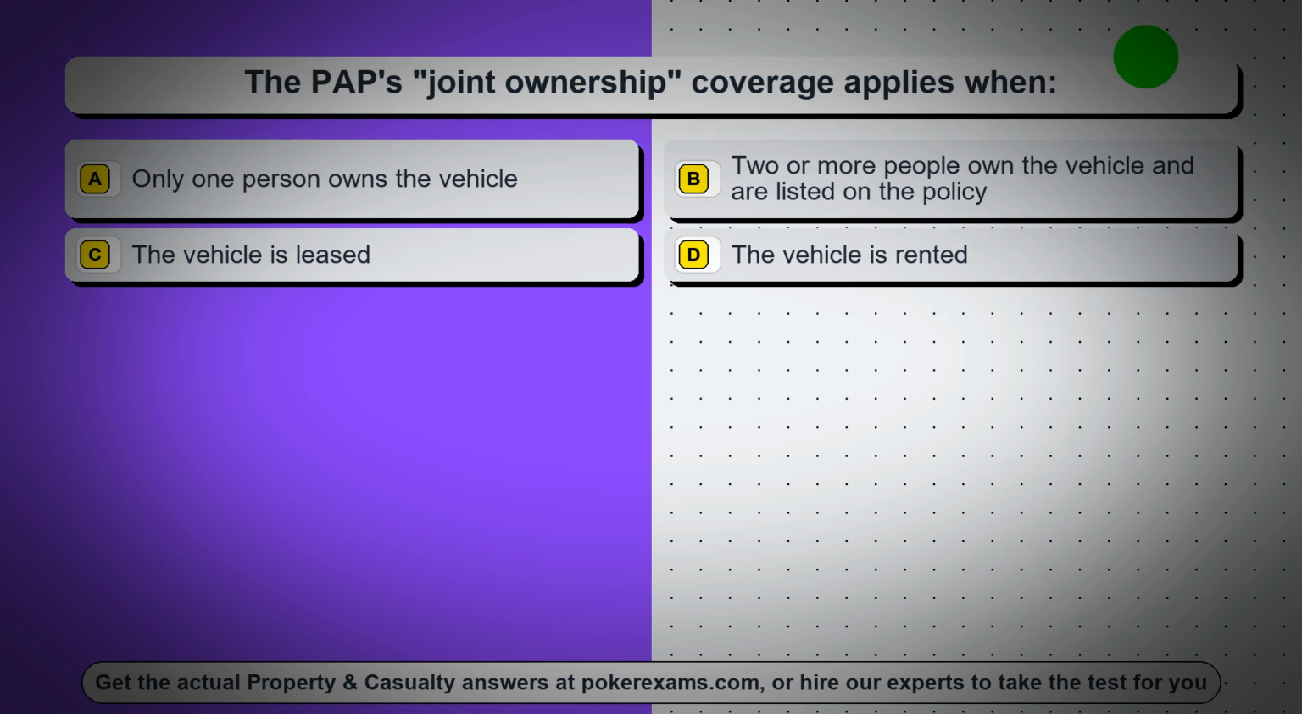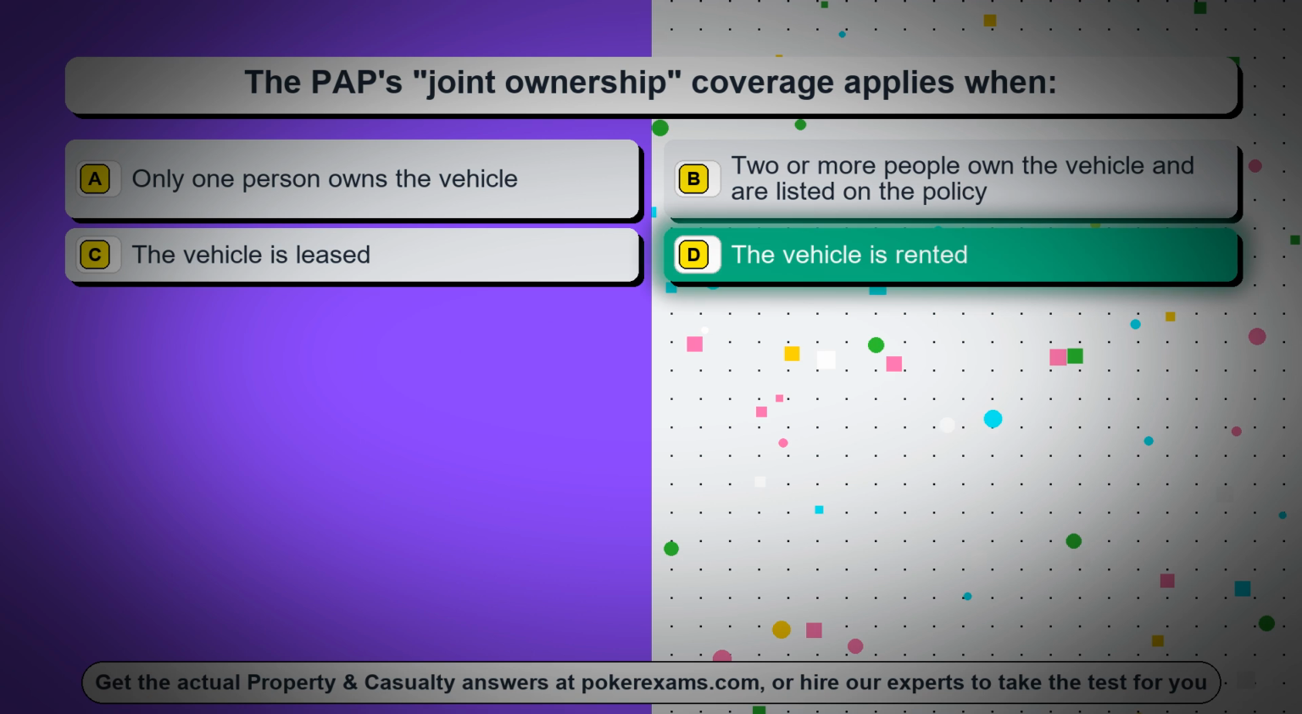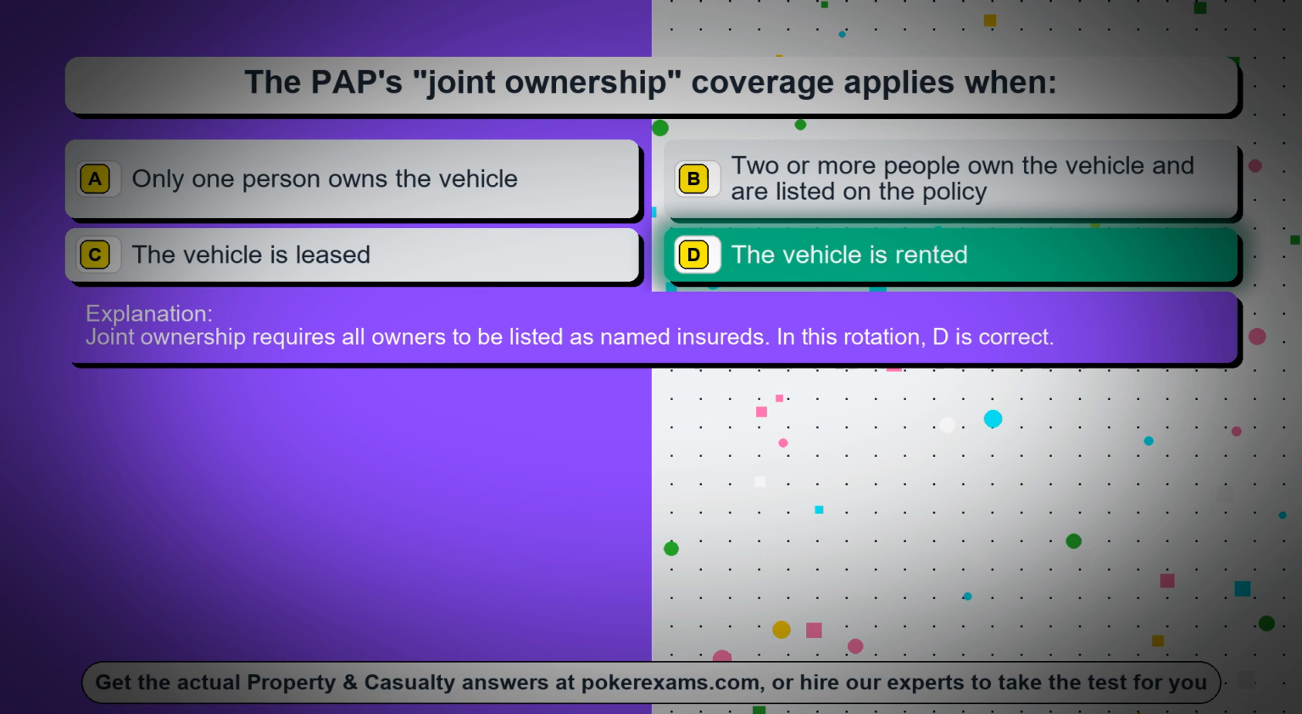Question 19. The PAP's joint ownership coverage applies when option A, only one person owns the vehicle. Option B, two or more people own the vehicle and are listed on the policy. Option C, the vehicle is leased. Option D, the vehicle is rented. The correct answer is option D, the vehicle is rented. Joint ownership requires all owners to be listed as named insureds. In this rotation, D is correct.